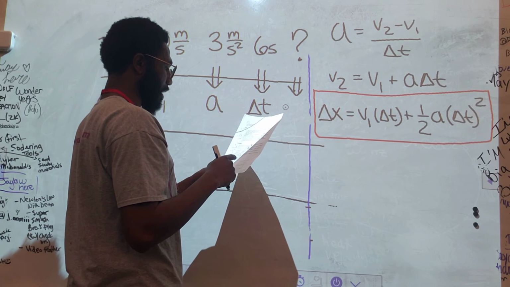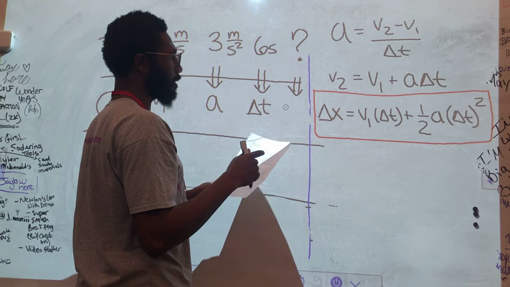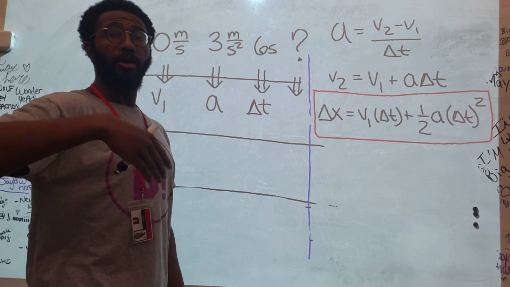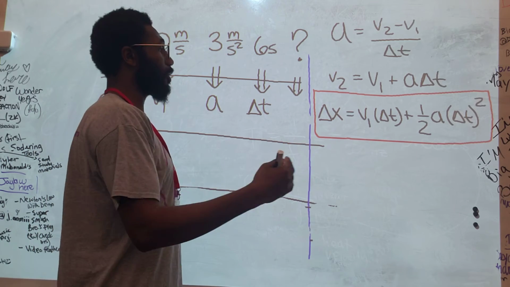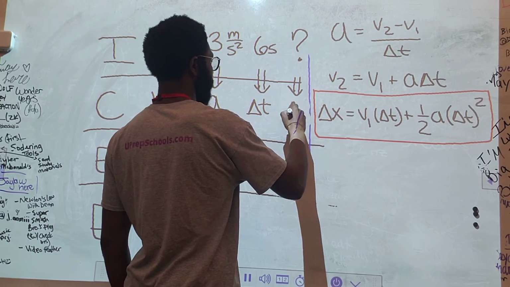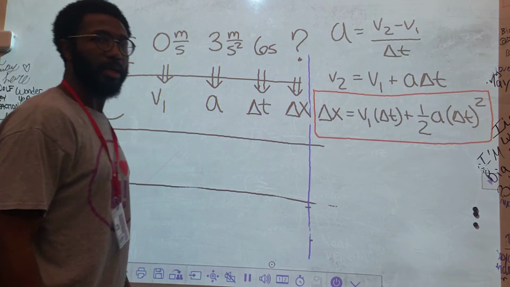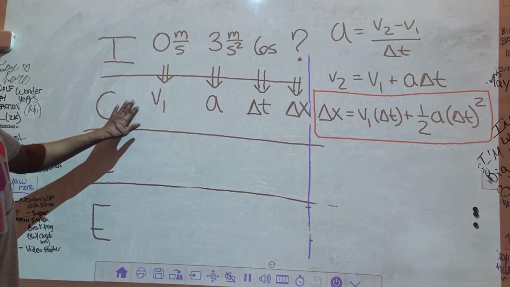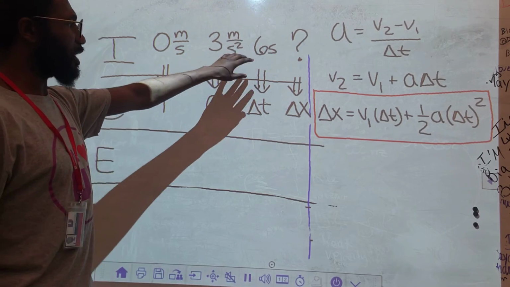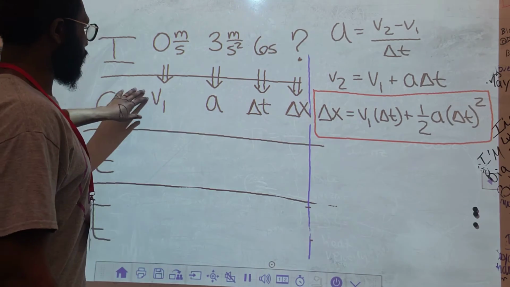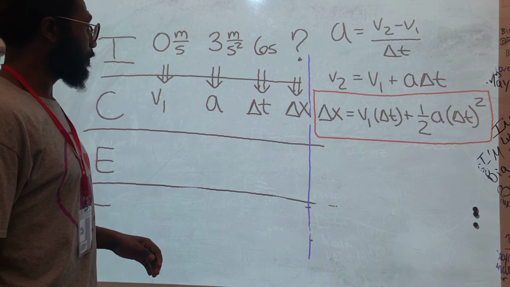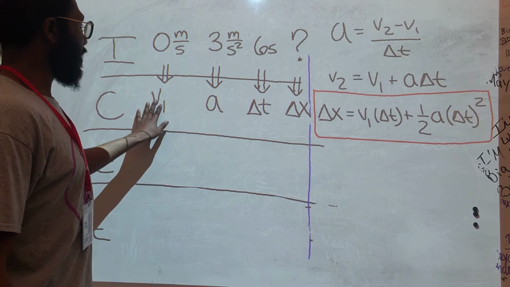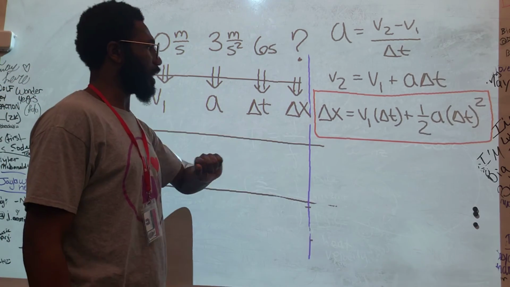And then the problem says, how far did the track runner travel. Now we're looking for displacement or distance. How far did they go? Whenever we're talking about displacement, that's delta x, okay? So now we have all of our measurements and our question connected to a symbol. They're all labeled. So we have to choose which equation to use. Now we have V1, A, delta t, and delta x.